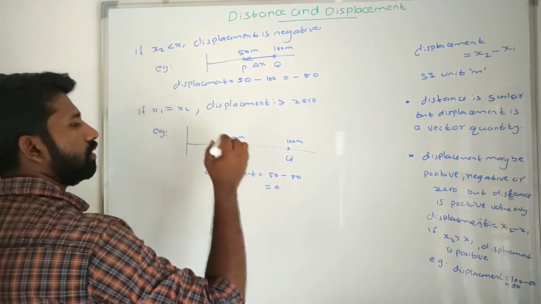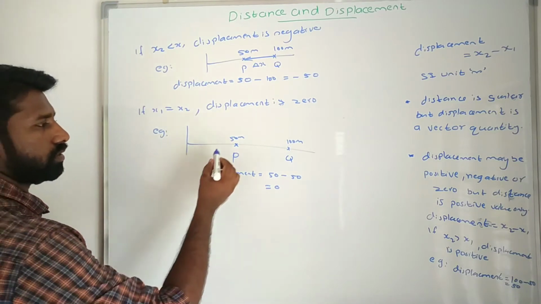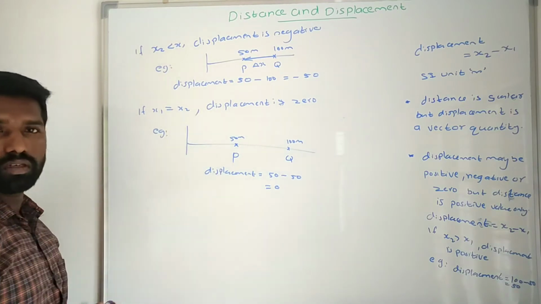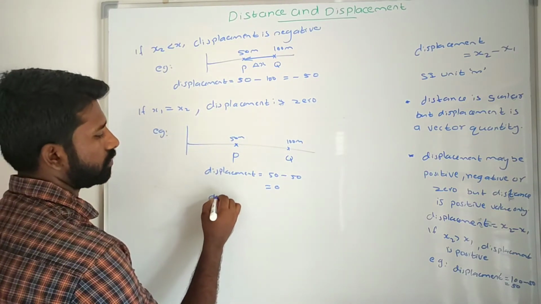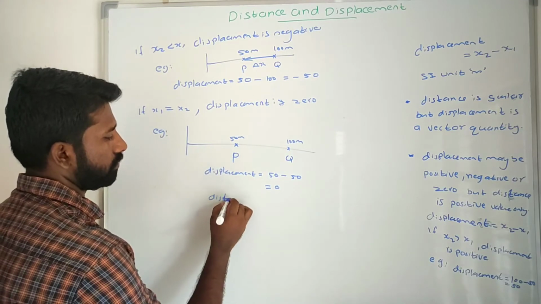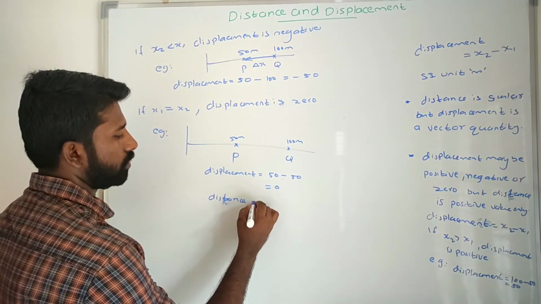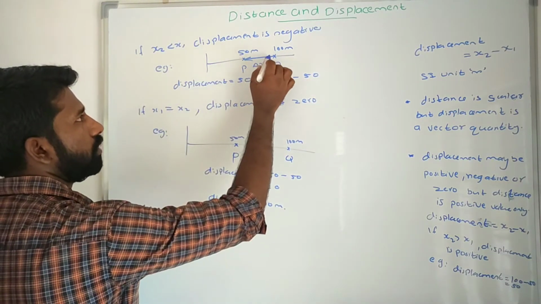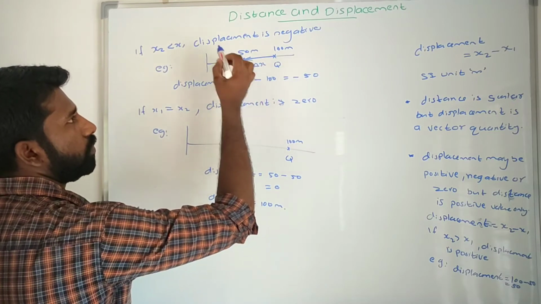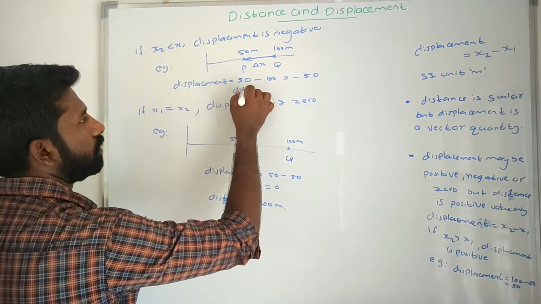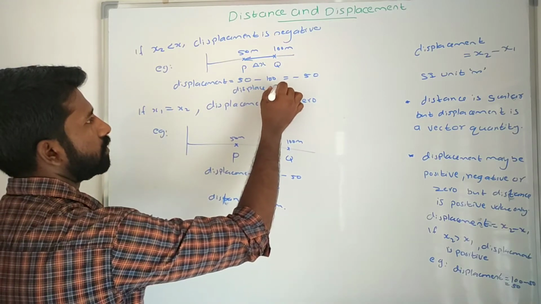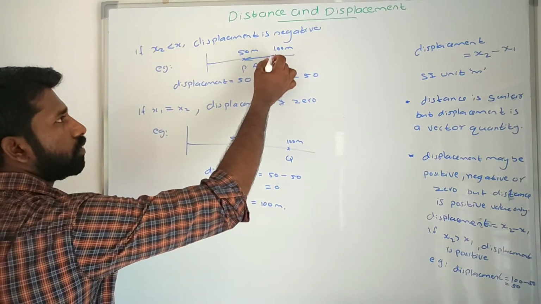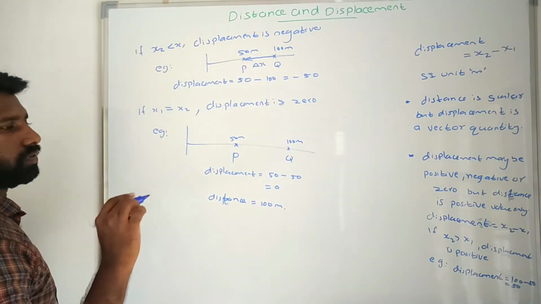Here you see, in this case, what is the distance? First it went from P to Q, that is 50. Again it came back to P, another 50. So the distance is how much you will get? 100. Initially it was at P, went to Q and came back, so the distance is 100.